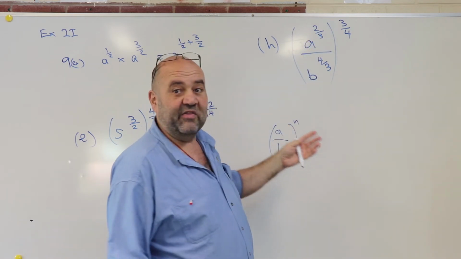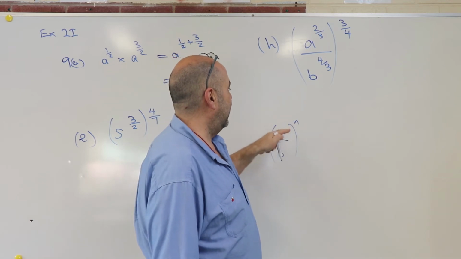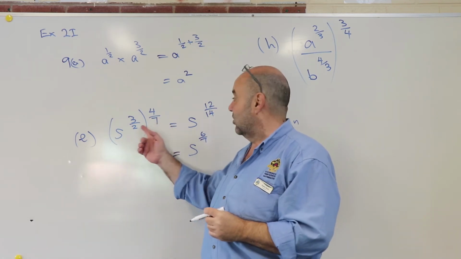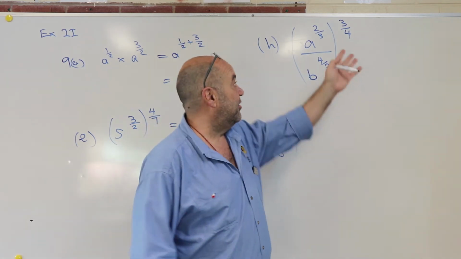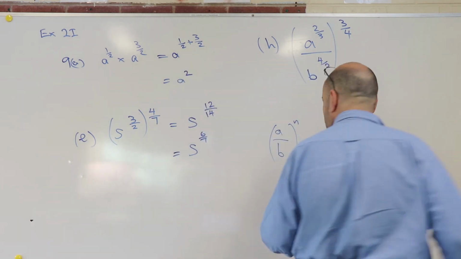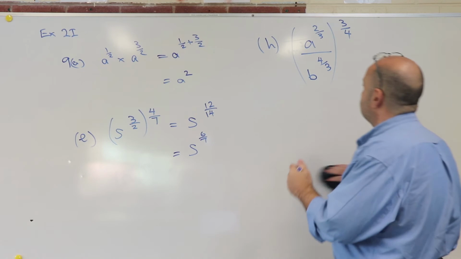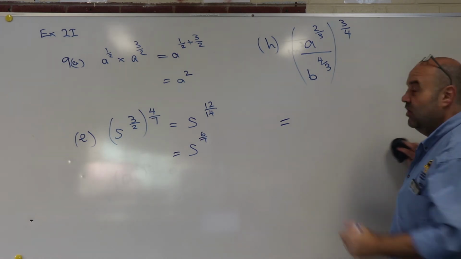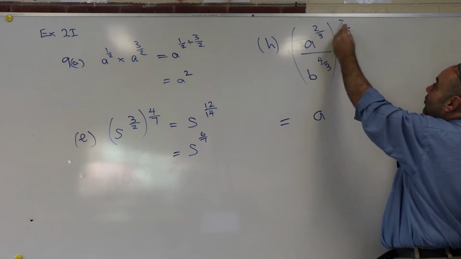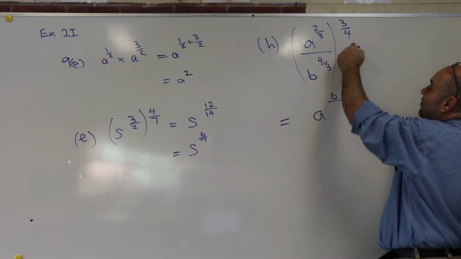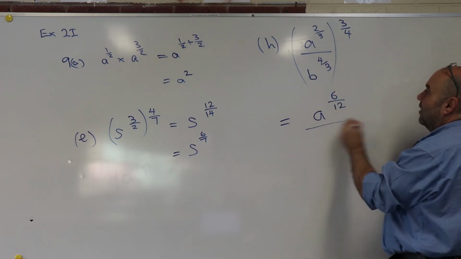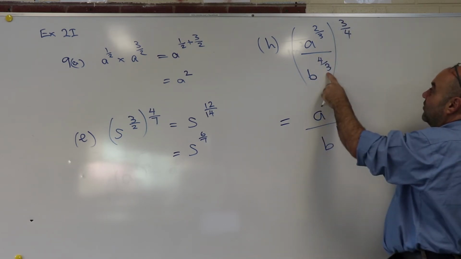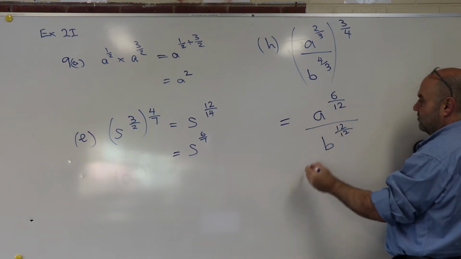And the other law says that if I've got a power on a power, they multiply, just like we saw in this example here, right? So just like these powers multiplied, the powers here are going to multiply. So 2 over 3 gets multiplied by 3 over 4. So I've got a to the power of 2 times 3 is 6, 3 times 4 is 12. Then on the bottom, b, 4 times 3 is 12, 3 times 4 is 12.